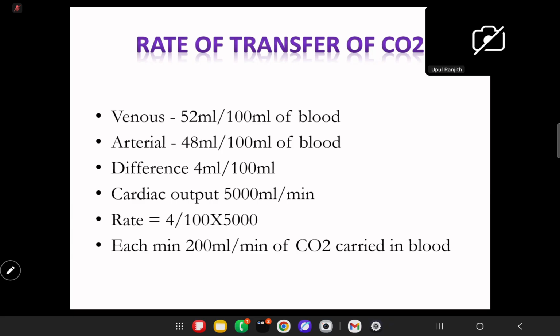The cardiac output is 5 liters. Therefore, 4 milliliters per 100 milliliters into 5,000 milliliters means that each minute, 200 ml of carbon dioxide is carried in the blood. So this is at rest.